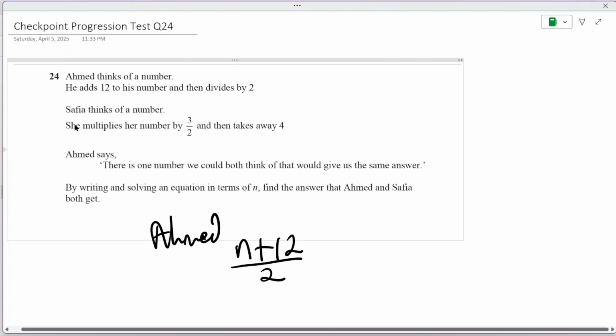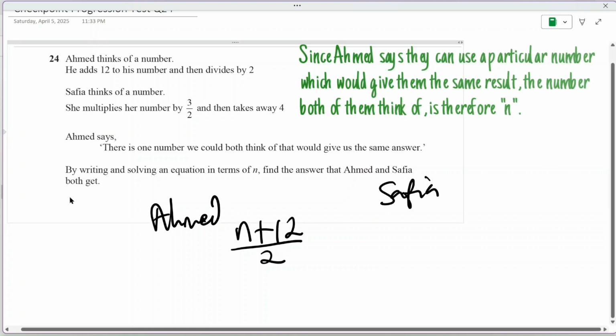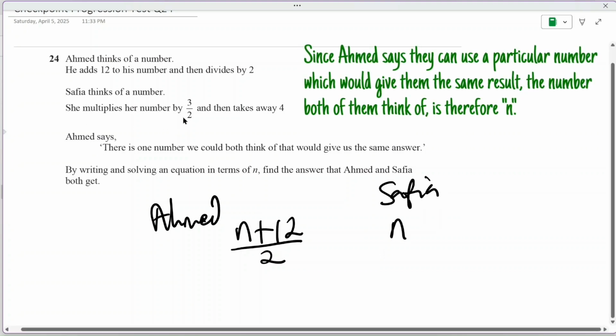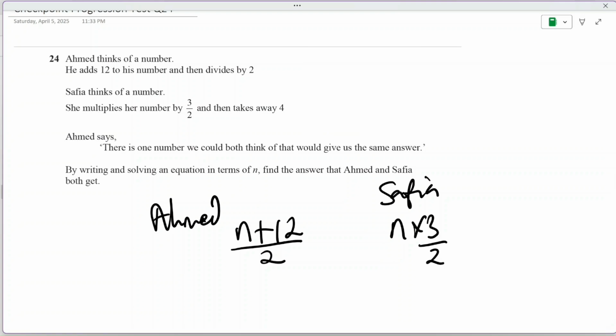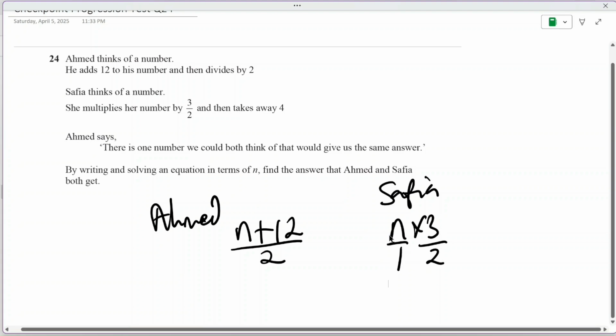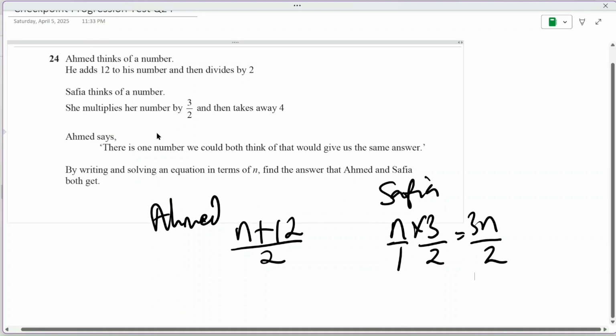Now let's go back to Sofia. Sofia thinks of a number. The number is n. Then she multiplies the number by 3/2. Let's do it first. You can see this is n/1. You can have n times 3 or 3 times n, that's 3n. Then 1 times 2 or 2 times 1 is 2. We've just done where she multiplies the number by 3/2, then takes away 4 from it. You take away 4 from the result, which is 3n/2 minus 4.